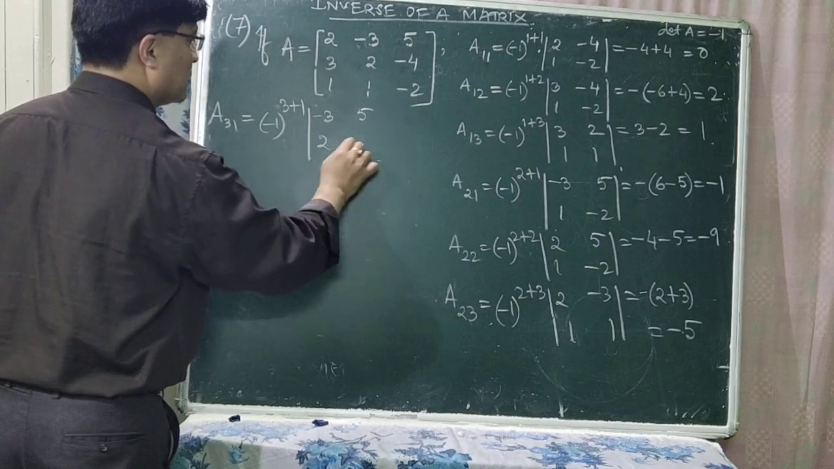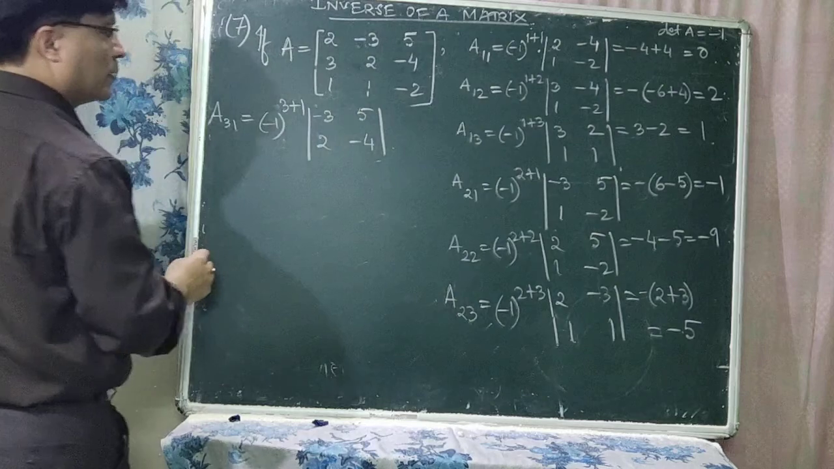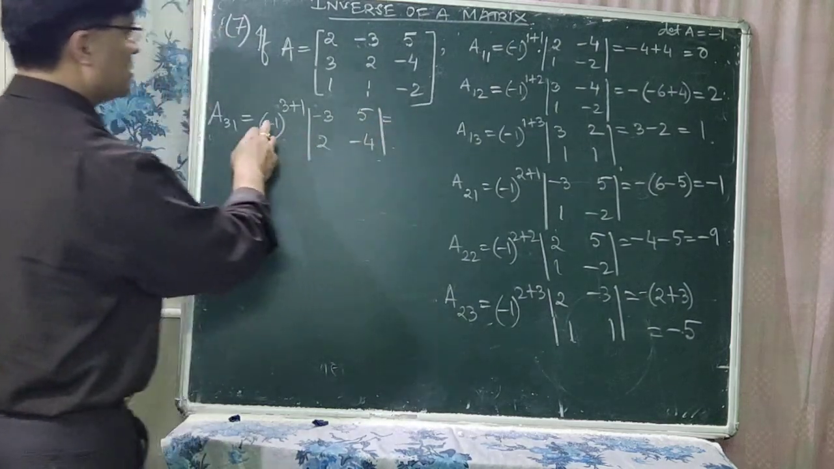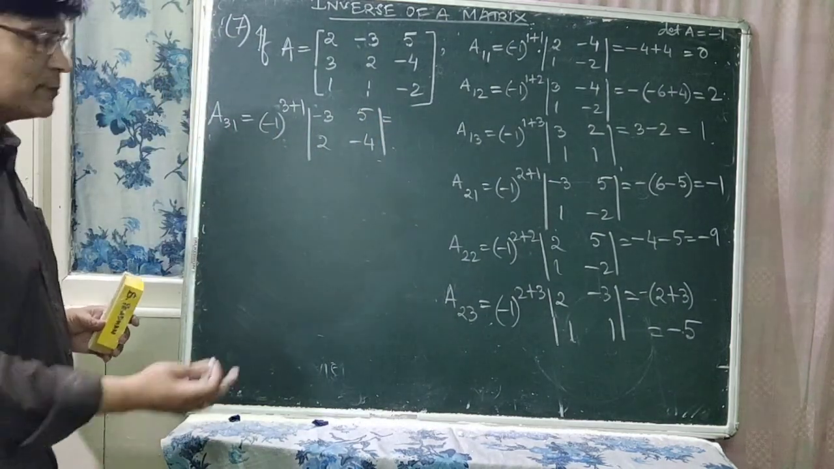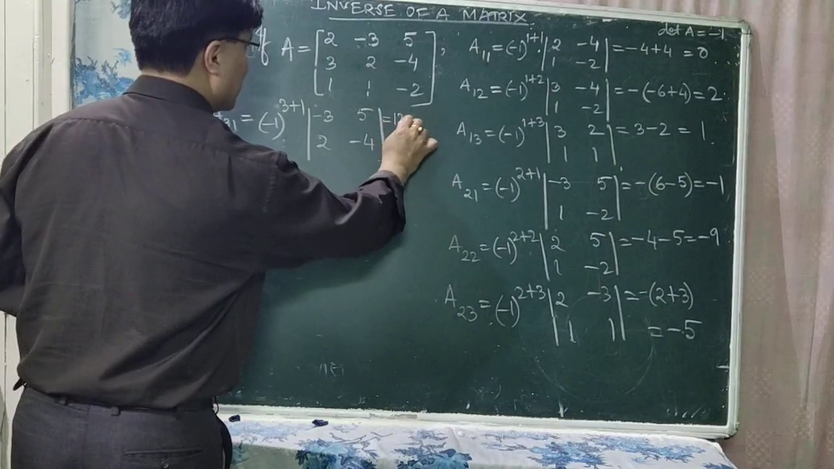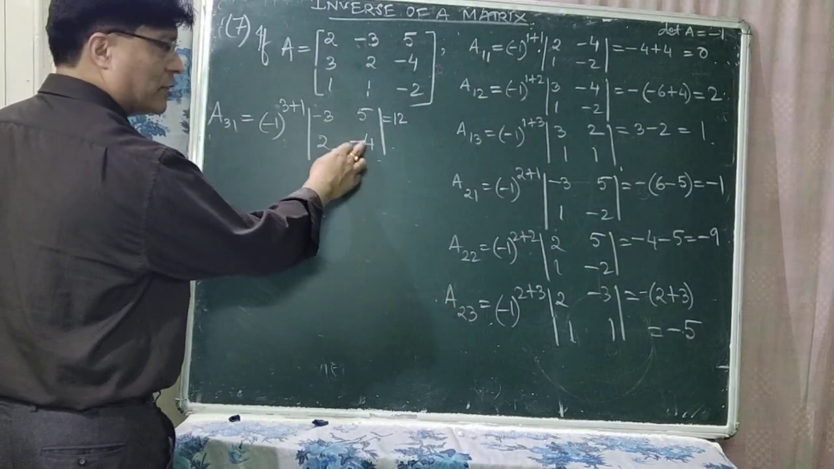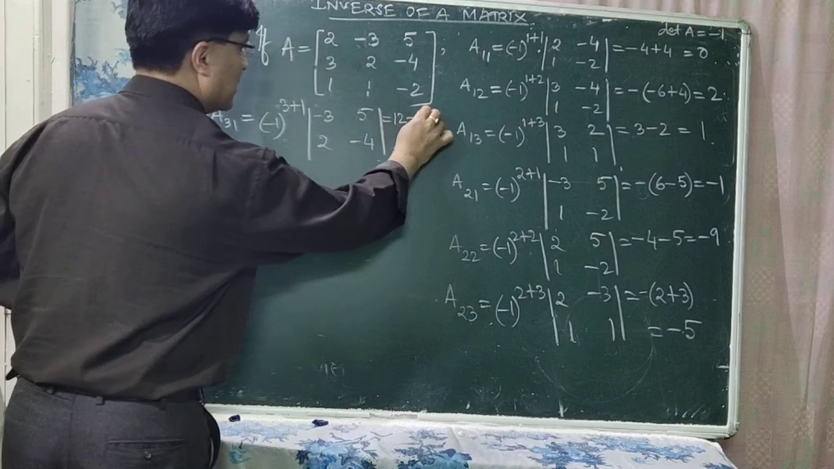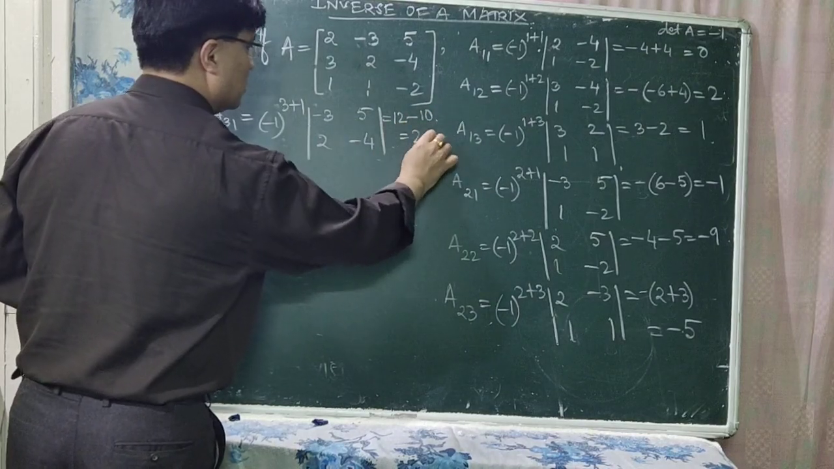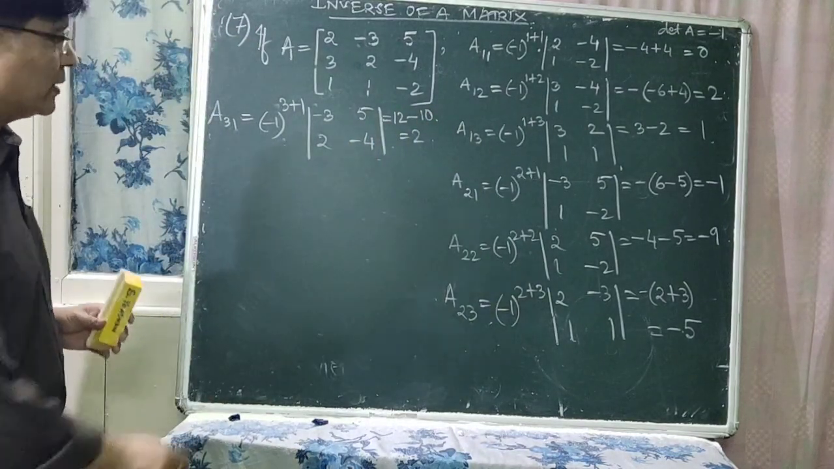Minus 3, 5, 2, minus 4, right? Which is equal to minus 1 to the power of 4, which is plus 1. So it is minus into minus plus 12, minus 2 into minus 4, 12, then minus 10, which is equal to 2. So that is your A31.